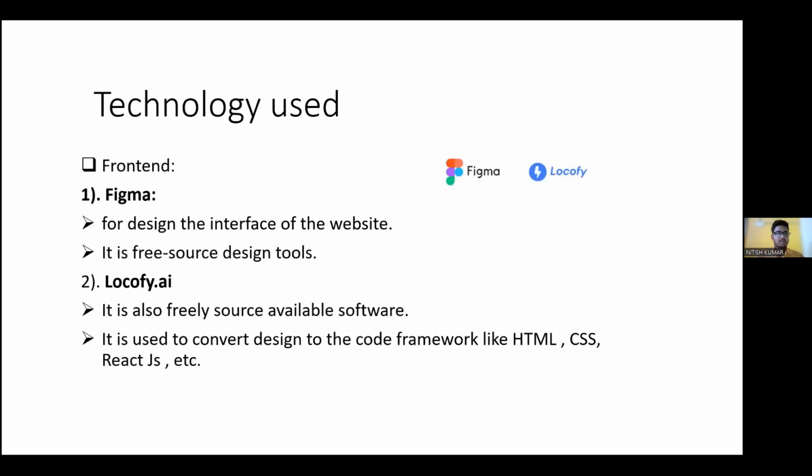Third is technology used. The technology used in front end is Figma. Figma is open source available software that I use to design the interface of the website. The second is Locofy AI. Locofy is also freely available software that is used to convert the design part into code. For the code we can use HTML, CSS, React.js, but I used HTML and CSS for front end.